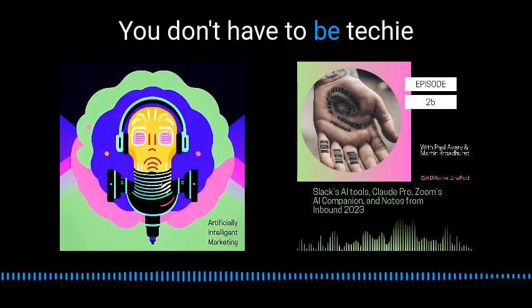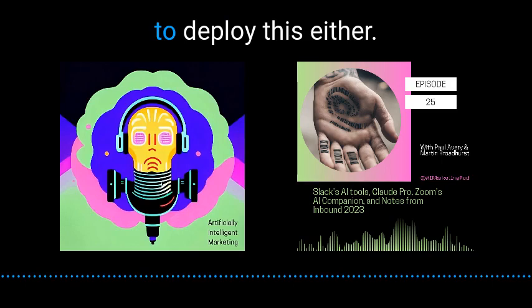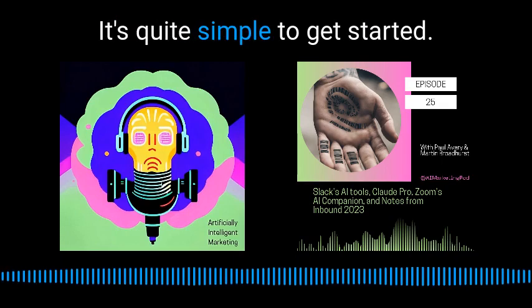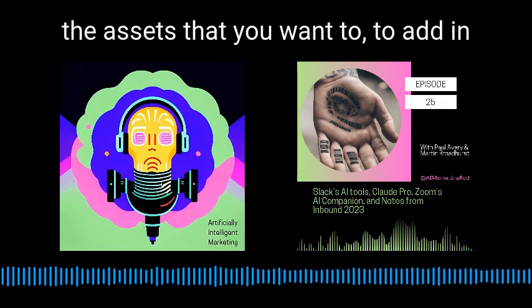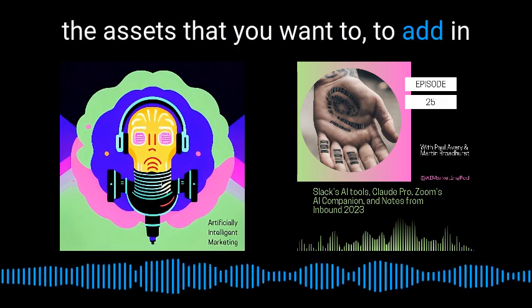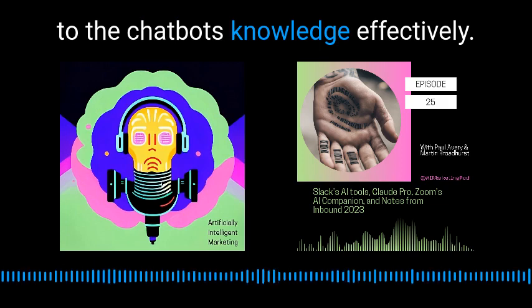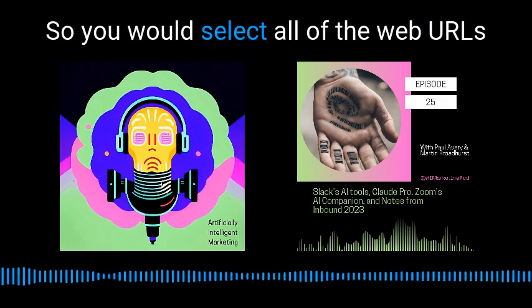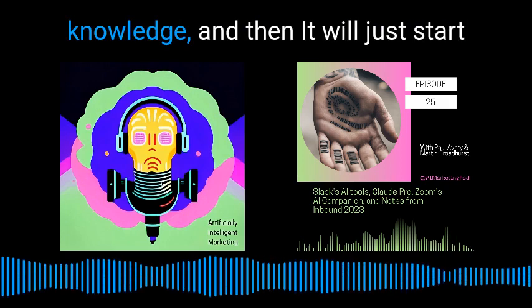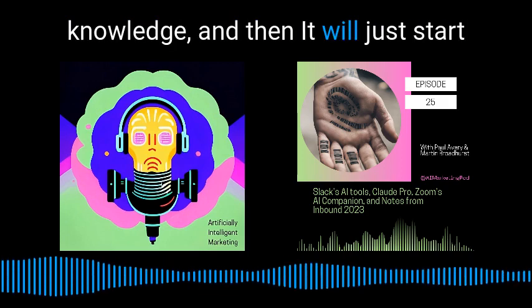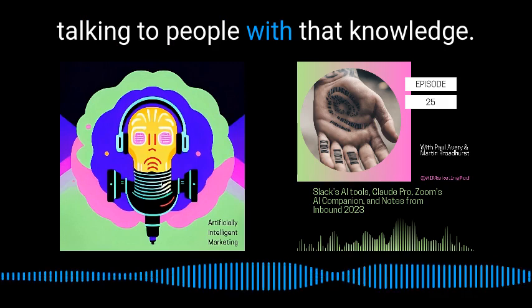You don't have to be techie to deploy this either. It's quite simple to get started. You make sure you've got the tracking code on the website, and then you choose the assets that you want to add in to the chatbot's knowledge effectively. So you would select all of the web URLs that you want to have included in its knowledge, and then it will just start talking to people with that knowledge.